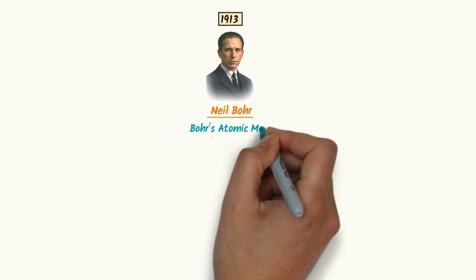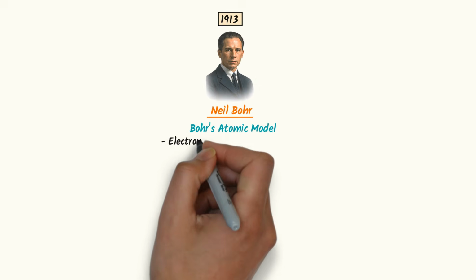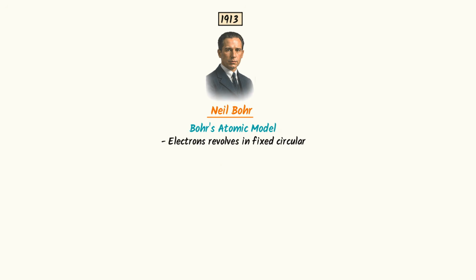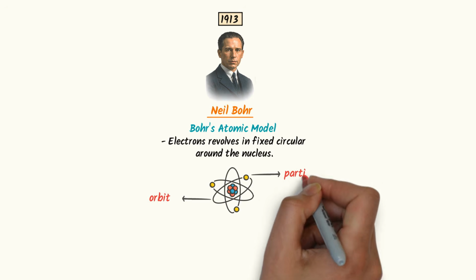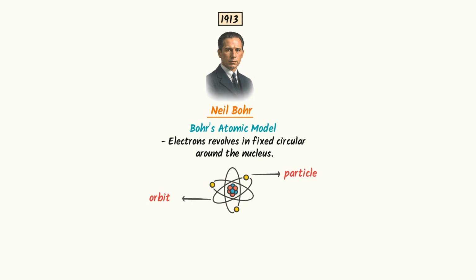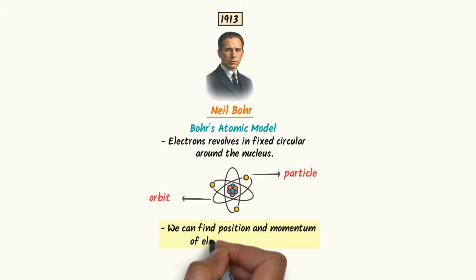Bohr presented his atomic model in 1913. He said the electron moves in a fixed circular path around the nucleus. He called these circular paths orbits. According to Bohr, an electron is a particle, like a planet going around the sun. We can find the exact position and exact motion of the electron inside these orbits. This model worked perfectly for the hydrogen atom.